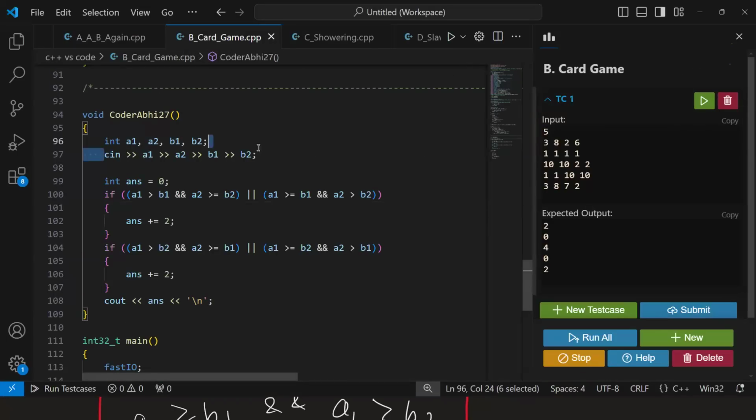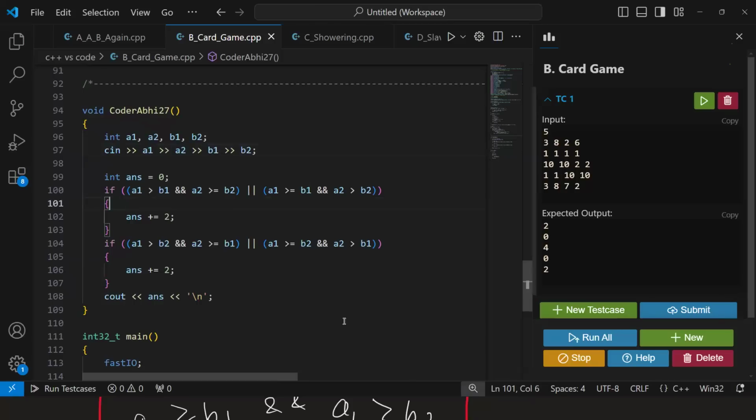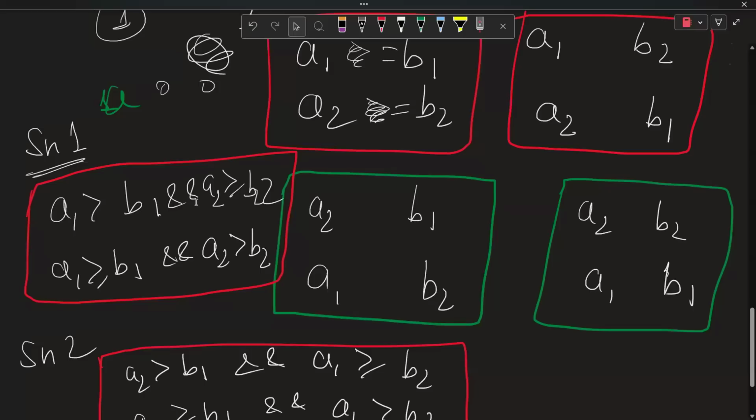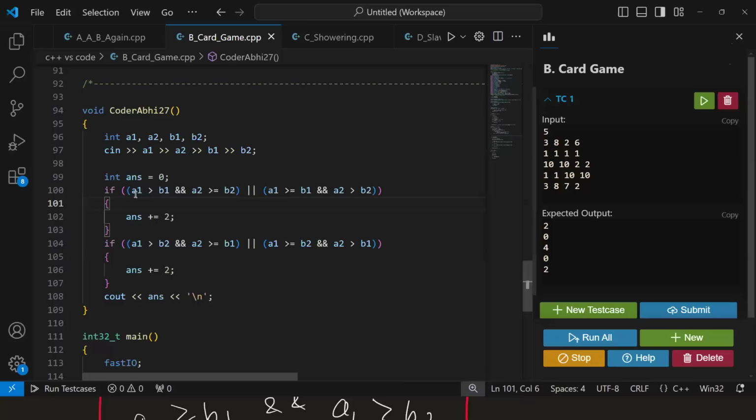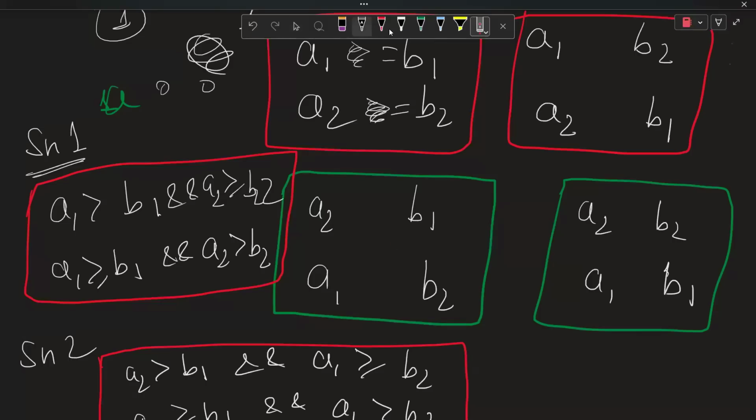Okay, so I just took the input here, and then I checked that condition that I told you there. A1 greater than B1 and A2 greater than B1. We are just finding the possible combinations. There are only four possible combinations, and in that also we found out that these two are the same and these two are the same. So we are just checking for this and this.